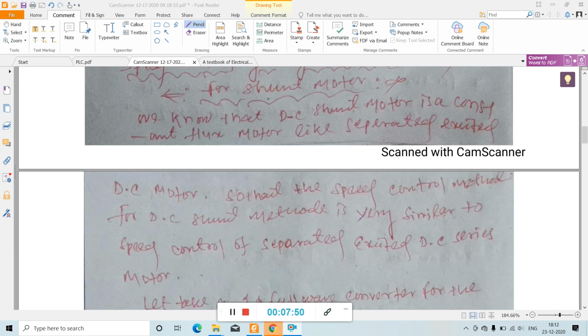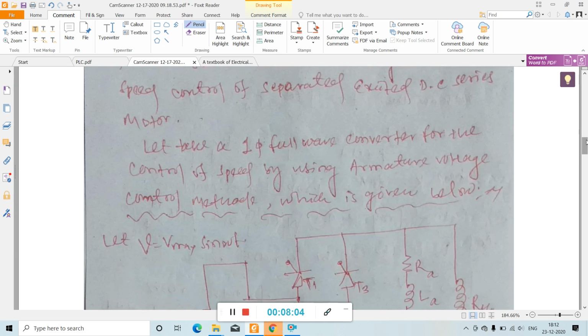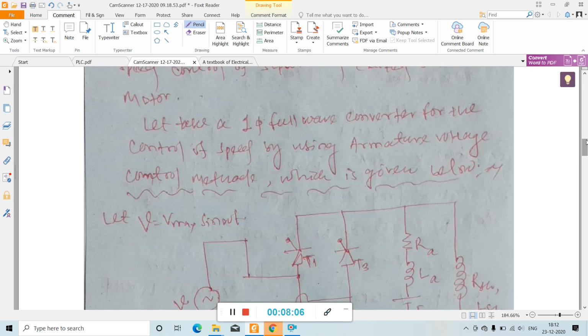So the speed control method for a DC shunt motor is very similar to speed control of a separately excited DC motor. So let's take a single phase full wave converter for the control of speed of a DC shunt motor by using the armature voltage control method, which is given below.